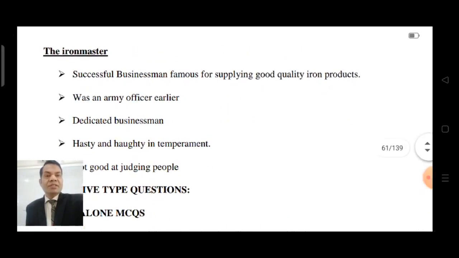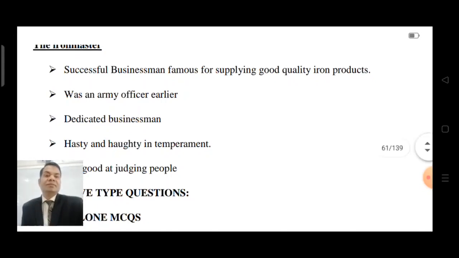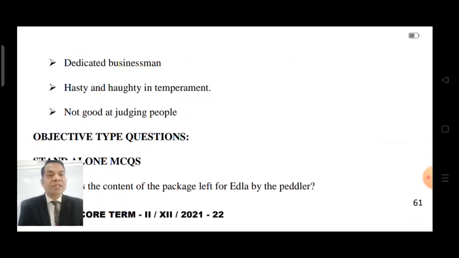The Iron Master, a successful businessman, famous for supplying good quality iron products, was an army officer earlier. A dedicated businessman, hasty and haughty in temperament, not good at judging people.